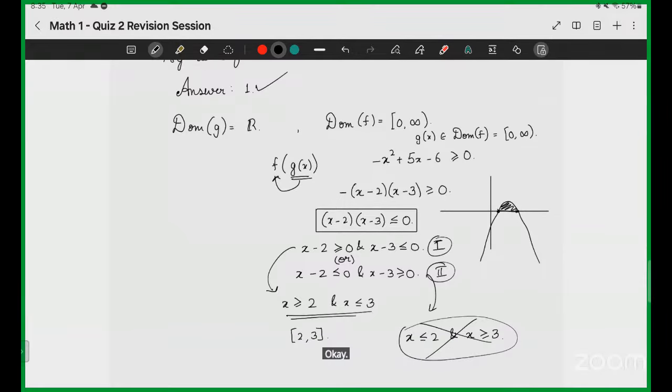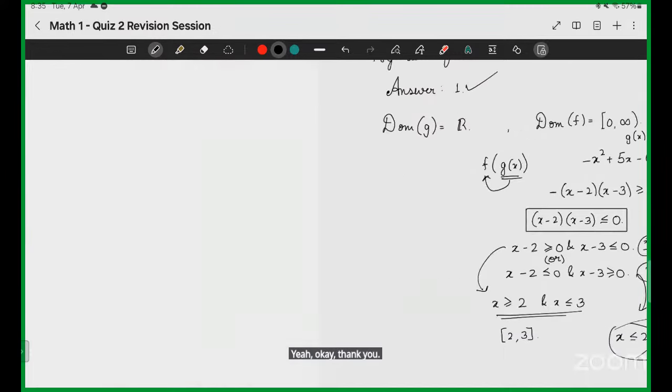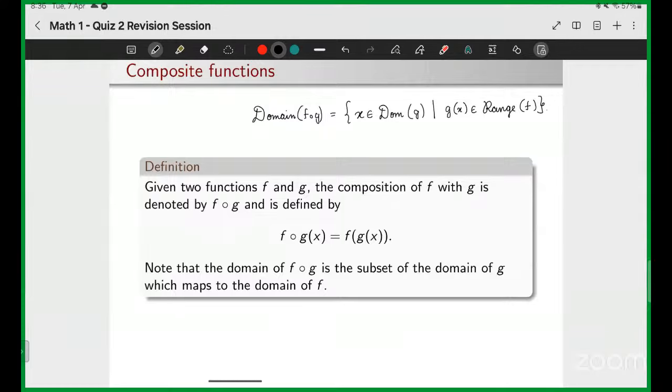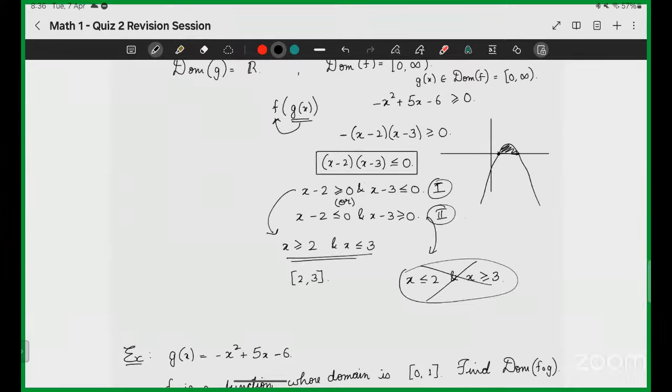The second case does not give rise to any numbers because you need less than 0 and greater than 3, which is an empty set. But the first case gives you what you require. Okay, thank you. So this is about composite functions, computing the domain of a composite function.